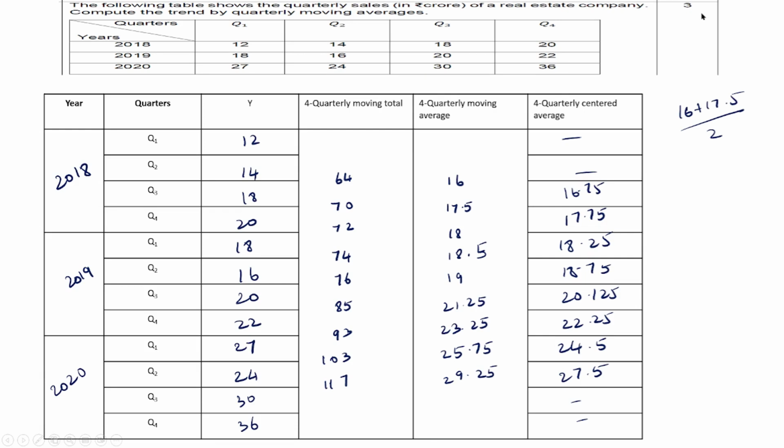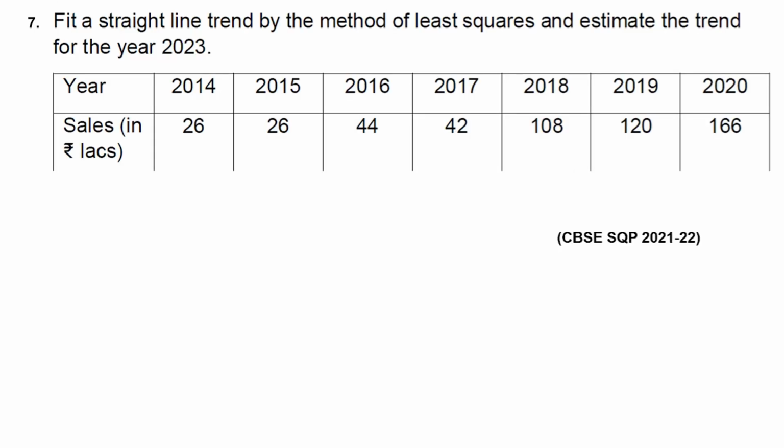Here this is a question for 3 marks. Here finding 4 quarterly moving total carries 1.5 marks and 4 quarterly centered average carries 1.5 marks. This is an R part. Next question, fit a straight line trend by the method of least squares and estimate the trend for the year 2023. So for various years, the sales in lakh rupees is given. This question is also for 3 marks.